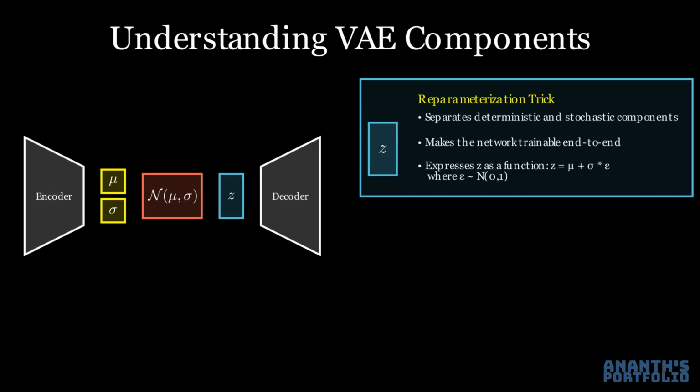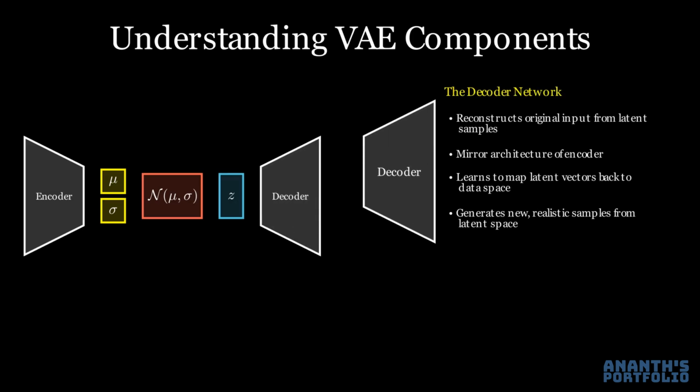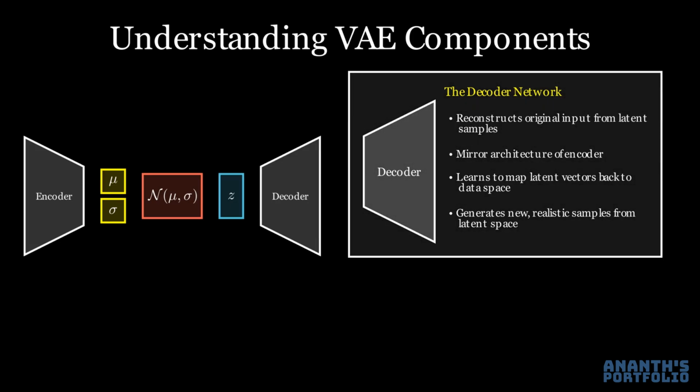Moving on to the final piece of our puzzle, the decoder network. Think of it as the creative artist of our VAE, breathing life back into the data. Once we have our sampled latent vector z, the decoder steps in to transform it back into the original data space, reconstructing something that closely resembles our input. The decoder architecture mirrors the encoder, but in reverse.